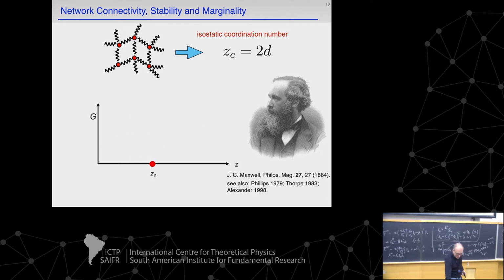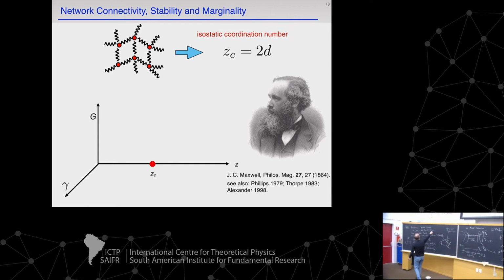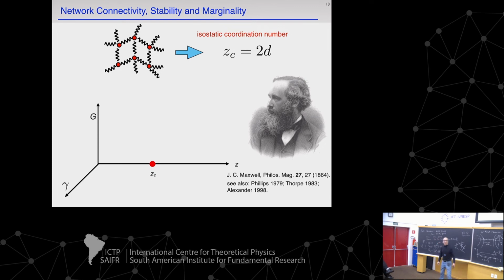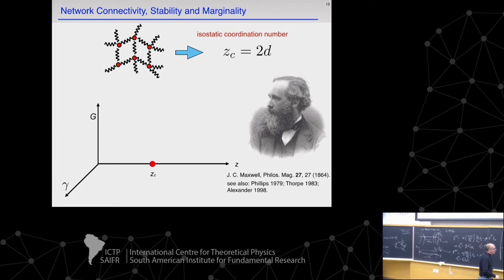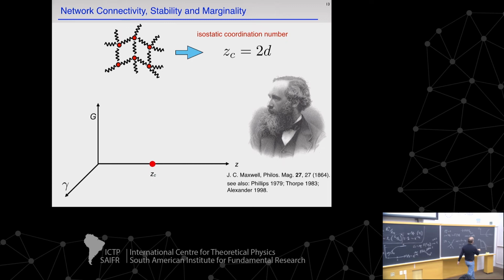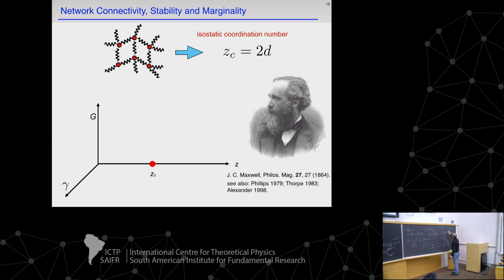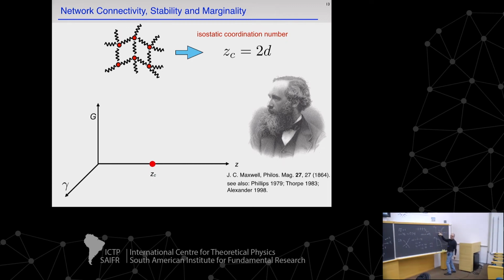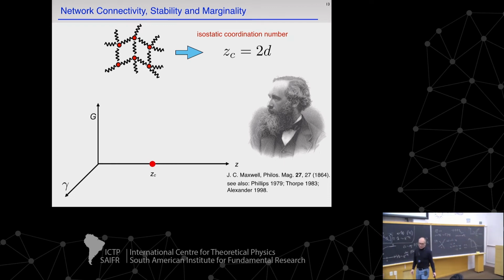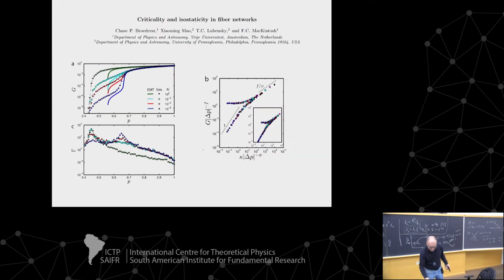So what we started to ask is what happens to this Maxwell picture, and this is basically one of the ideas behind this collaboration with Xiaoming and Tom. What happens to this picture here when I add bending? So I get stability here, maybe weak, but what happens to the criticality associated with this point? That was the question we wanted to ask. And so, well, in the interest of time, I'll show you the results.